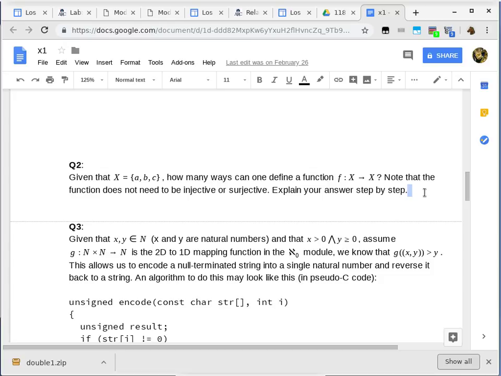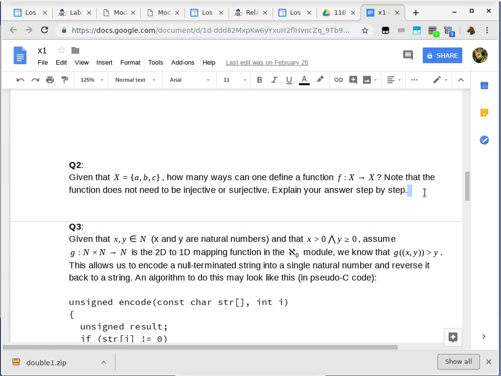Question number 2. Given that X is a set of A, B, C, how many ways can one define a function f that maps X to X? In other words, X is both the domain and the codomain. Note that the function does not need to be injective or surjective. It doesn't say that it cannot be. It simply says it's irrelevant whether it is injective or surjective. Explain your answer step by step.